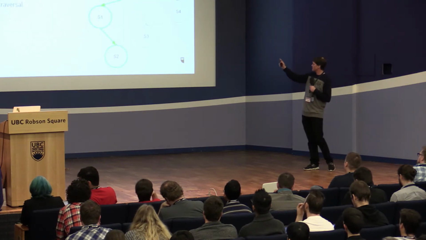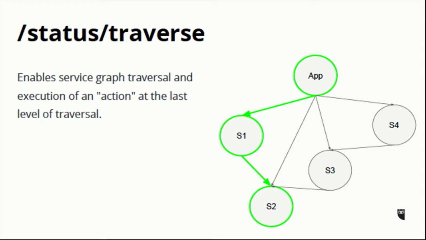So this is kind of the magic of the dashboard. We have an endpoint there called traverse, and it will take in a list of service IDs and allow you to start at an entry point. So when we were looking at the demo, we were really looking at the app, and then going different levels deep into the app. And we were actually just doing that through a REST endpoint.